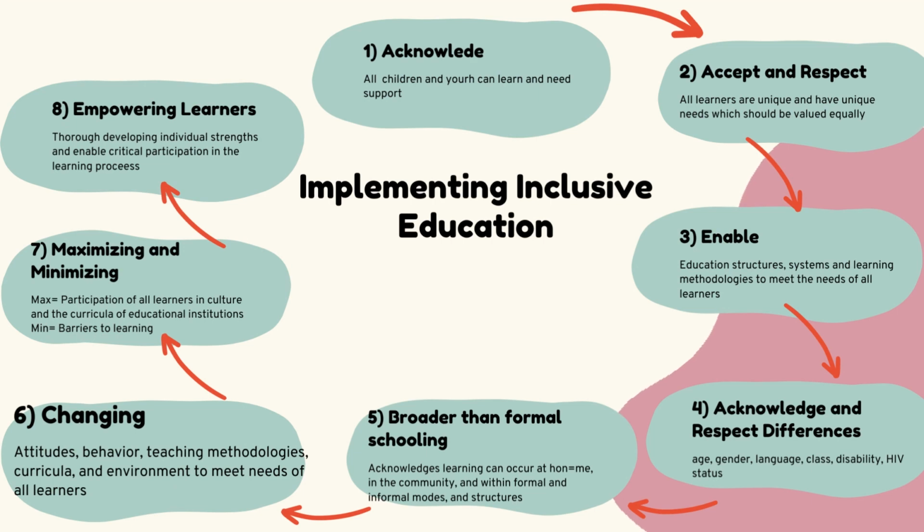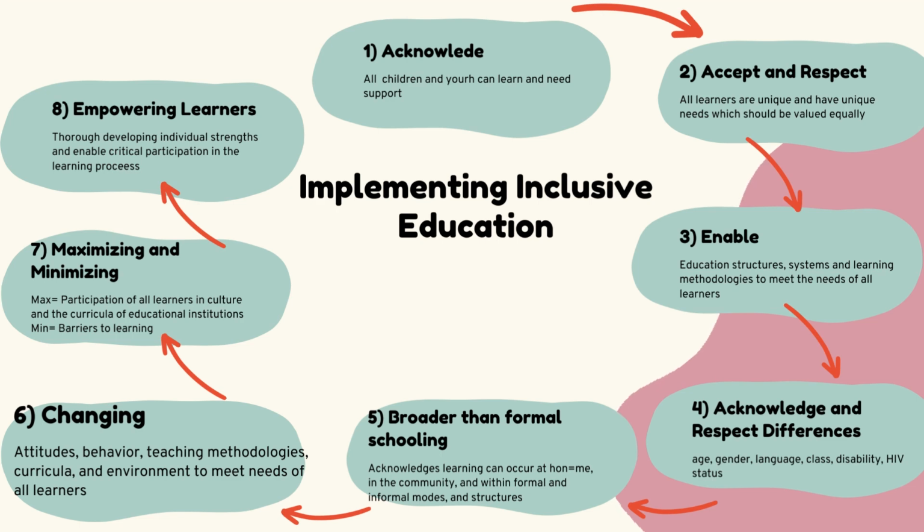Implementing inclusive education. Step 1 is to acknowledge all children and youth can learn and need support. Step 2, accept and respect. All learners are unique and have unique needs which should be valued equally. Step 3 is to enable education structures, systems, and learning methodologies to meet the needs of all learners. Step 4, acknowledge and respect differences such as age, gender, language, class, disability, and HIV status.